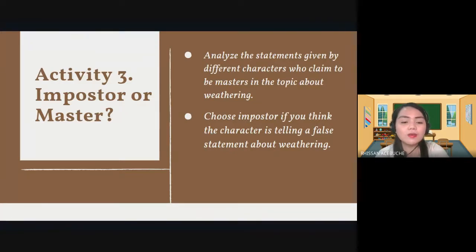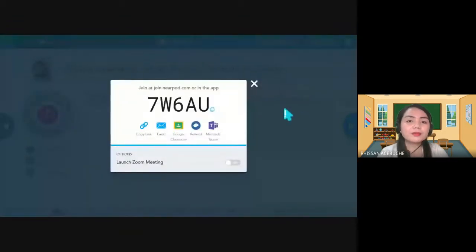Okay, so we will do that in Nearpod. I'll be sending the link here in the chat box. Go to that link and we will start with the poll once everybody has already entered our Nearpod. If you can't enter Nearpod, you can actually put your answers here in our chat box. I'll be checking it there later.